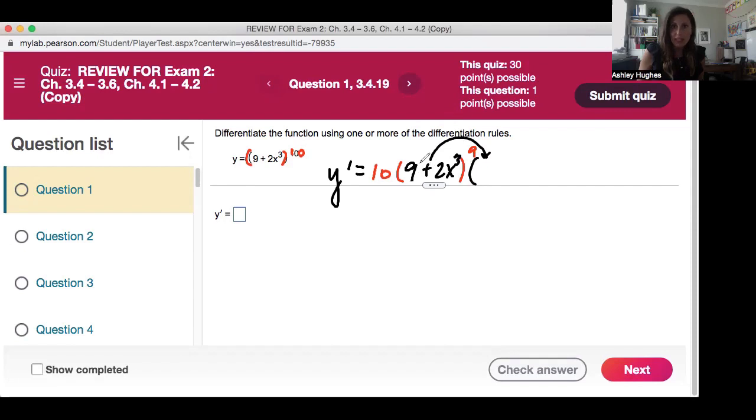The derivative of 9 is 0, and the derivative of 2x cubed would be 6x squared. So this is an answer. You could also multiply 10 times 6x squared and say 60x squared, 9 plus 2x cubed to the 9th. So that's that answer.